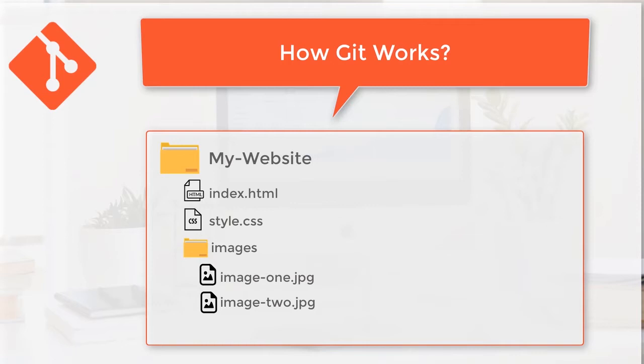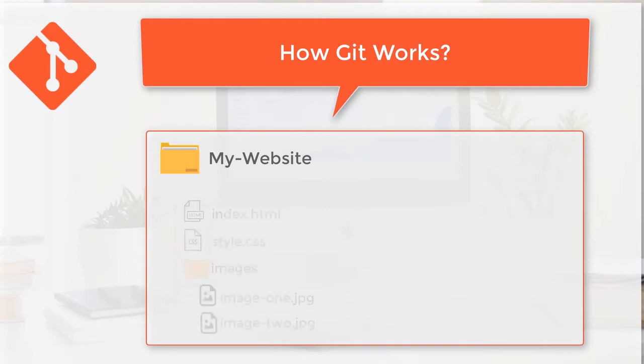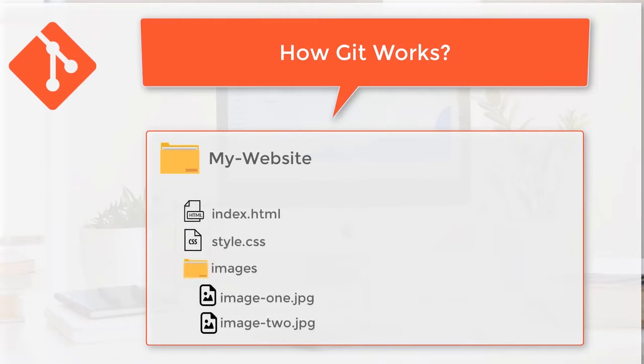actually works. In order to use Git for your project, first of all you have to initialize it. Let's say we have a folder called My Website in which we store a couple of files, index.html, style.css, and also we have a folder for images. So after initialization of Git, a folder named .git will be created. How to initialize Git, you will see in practice in the coming lectures. For now, I just want to show you the idea of how the process is going and how Git works.